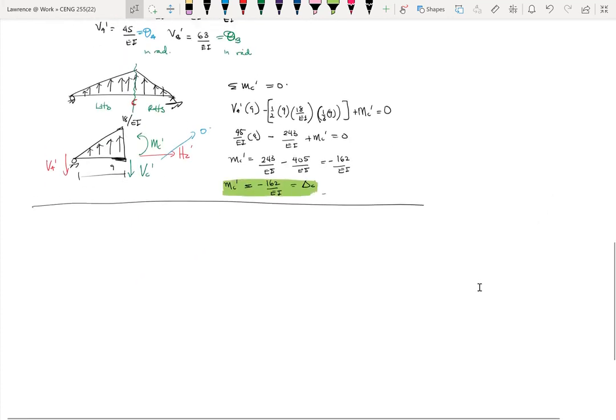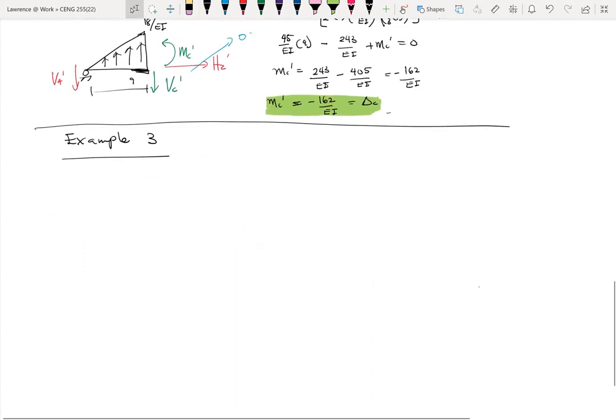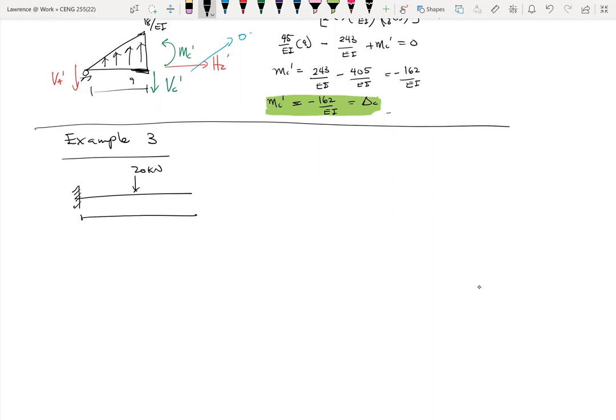Okay, so let me call this example 3. So that's how we have a cantilever, and then we have the load halfway. So this is 20 kilonewtons, and then 5 meters, 5 meters. And now these points A, B, and C.